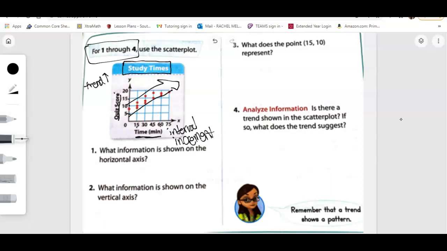What information is shown on the horizontal axis? Oh my goodness, we already know because we looked at that. Remember, this is the horizontal axis. So time spent studying is what is on that axis. And what information is shown on the vertical axis? Again, that's right here. Quiz score.